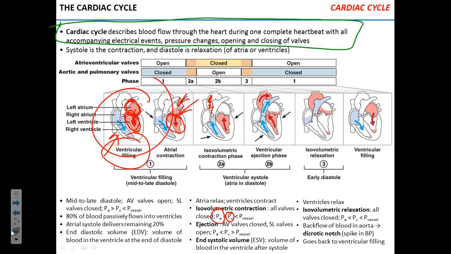That makes sense. Still lower. So we get an interesting situation, when the atrioventricular valve is closed and the semilunar valve is closed as well. Does it make sense to you? Always think about the pressures. Okay?